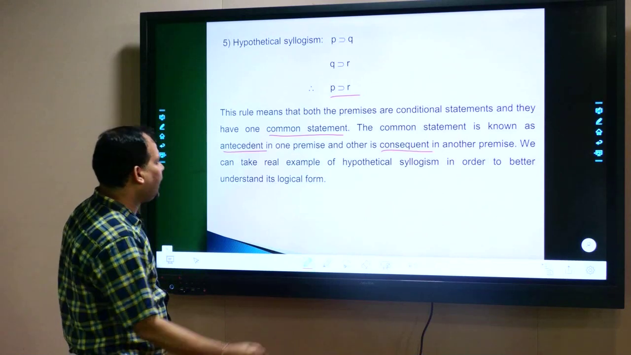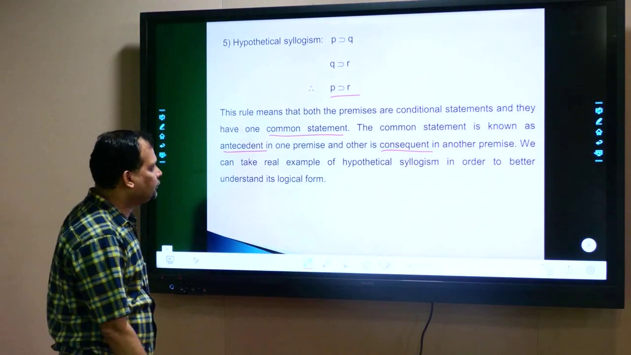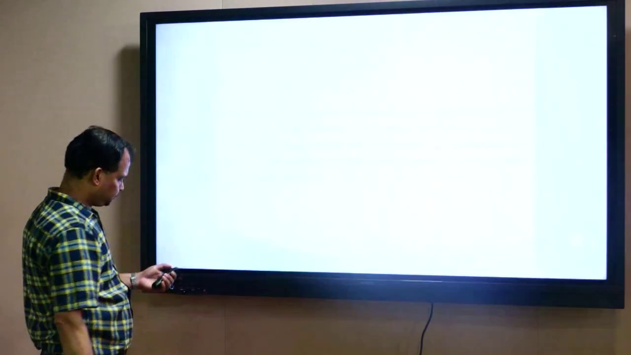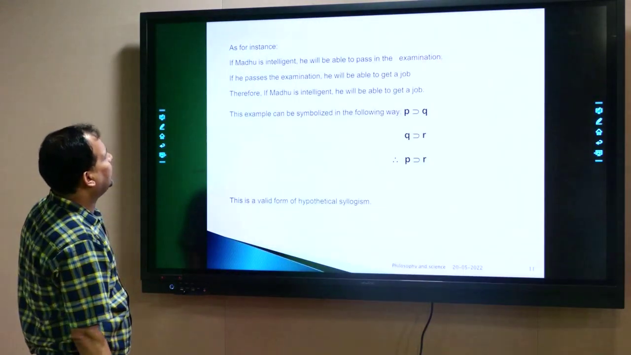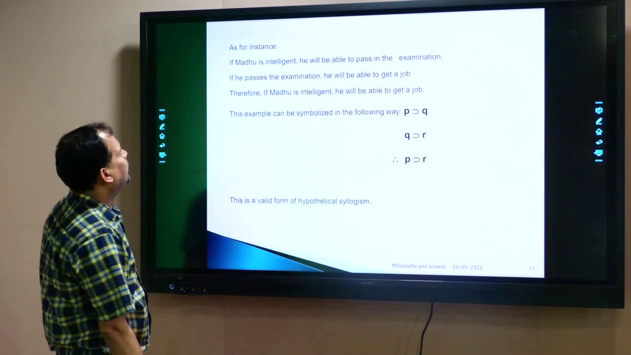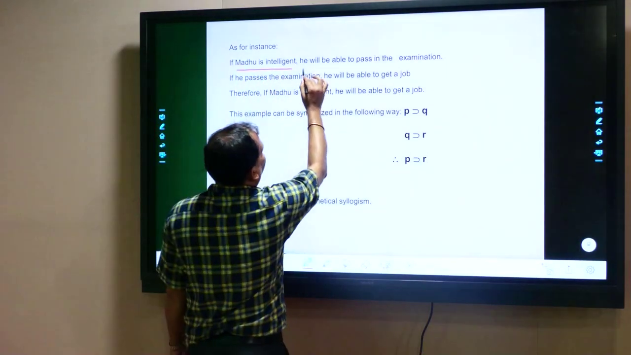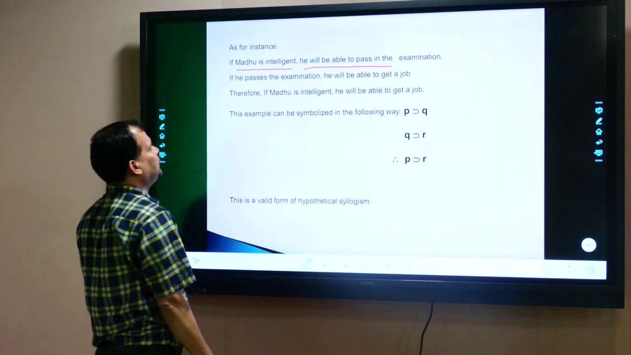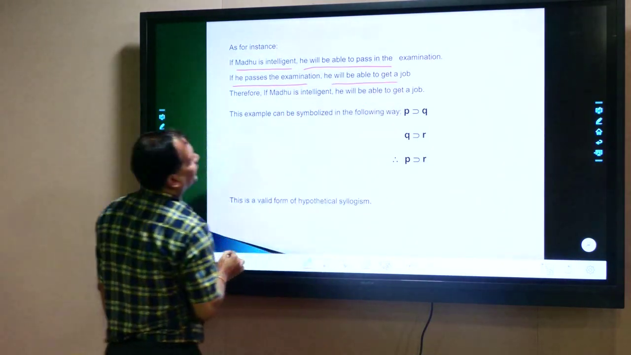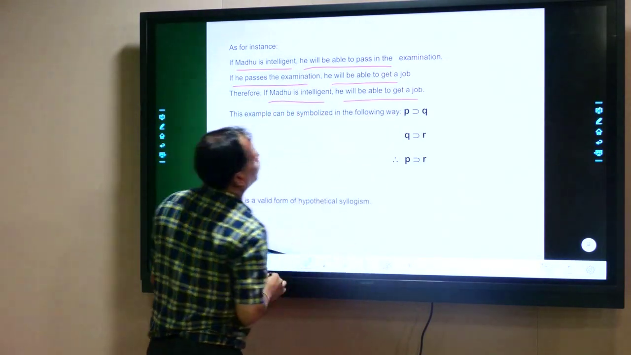We can take a real example. Now we can take, dear learners, a real example of hypothetical syllogism in order to better understand its logical form. If Madhu is intelligent, he will be able to pass the examination. If he passes the examination, he will be able to get a job. Therefore, if Madhu is intelligent, then he will be able to get a job.